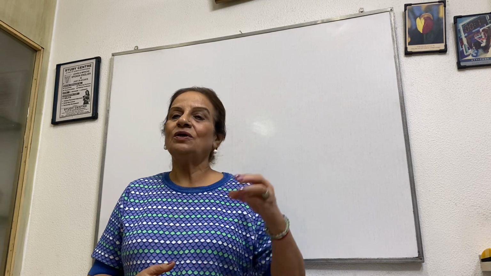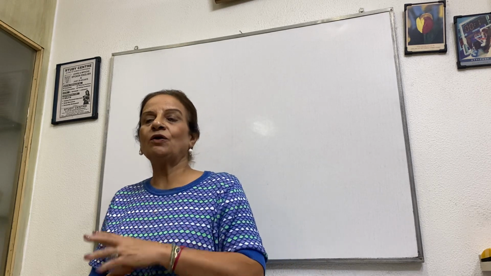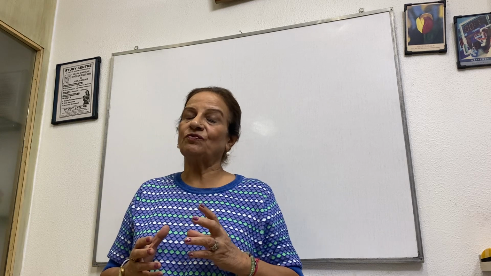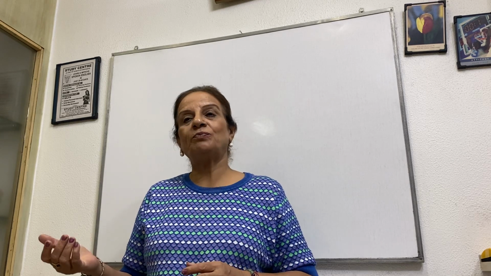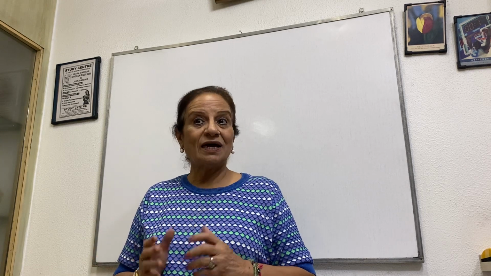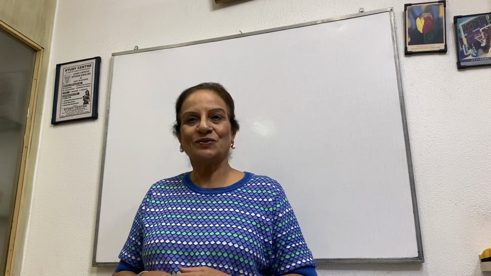So every sentence has a subject, verb and an object. Object is not compulsory. Subject and verb are important. And if there is an object, it is transitive. If there is no object, it is intransitive. So let's understand more by seeing the sentences. So let's get started.